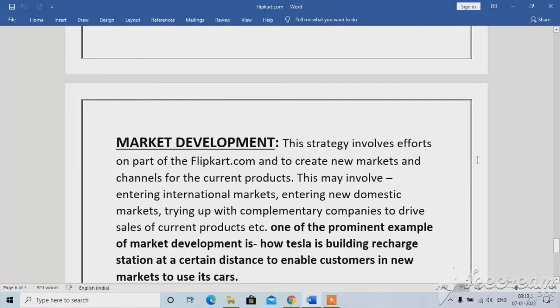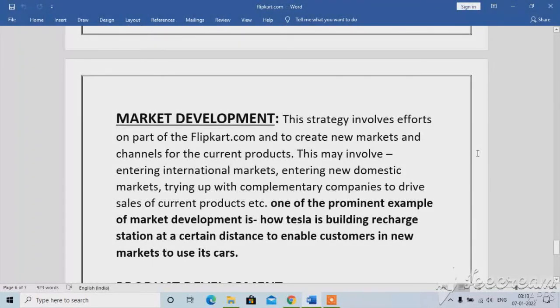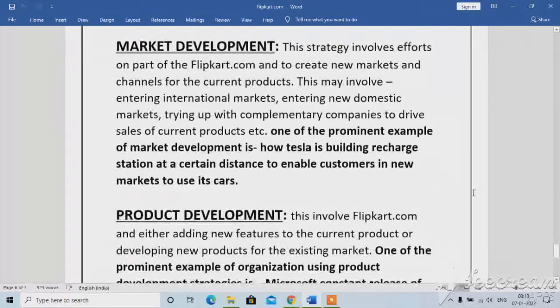This strategy involves efforts on the part of Flipkart to create new markets and channels for the current products. This may involve entering international markets, entering new domestic markets, tying up with complementary companies to drive sales of current products, etc. One prominent example of market development is how Tesla is building recharge stations at certain distances to enable customers in new markets to use its cars.